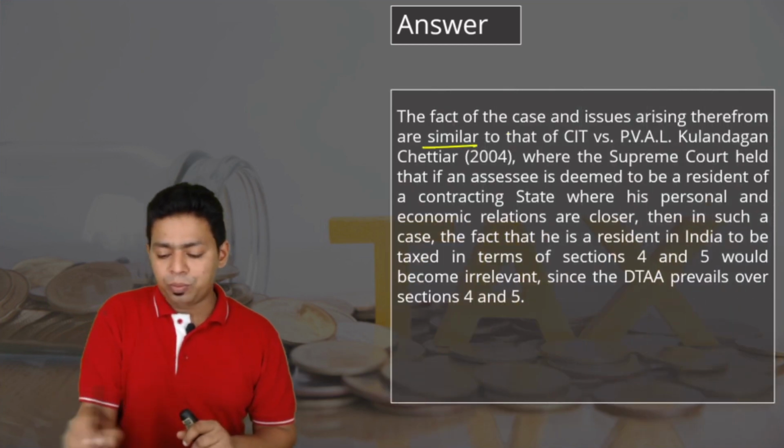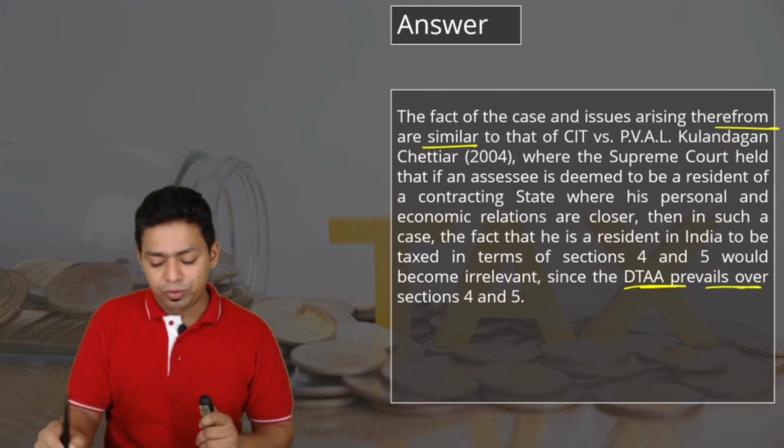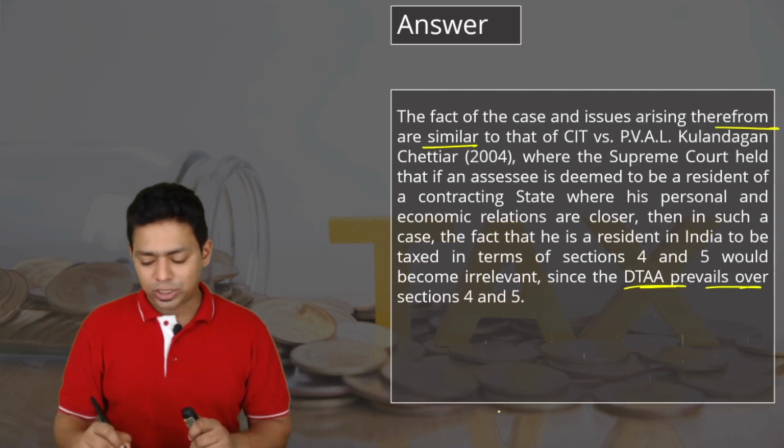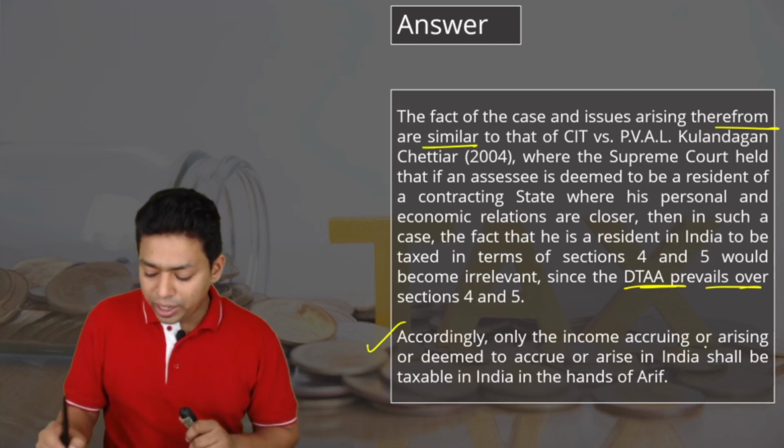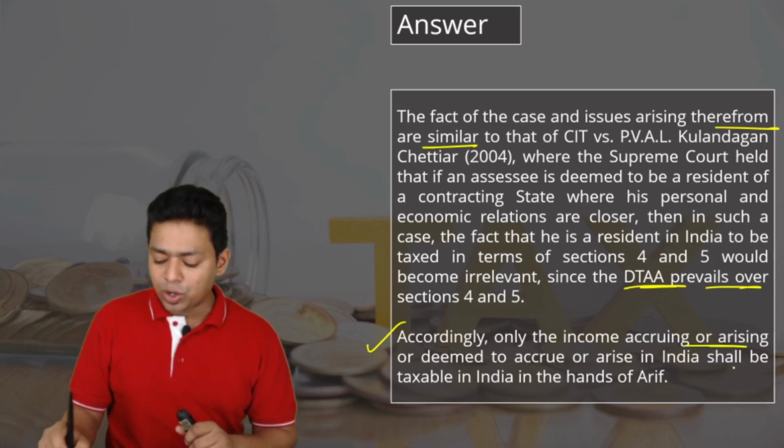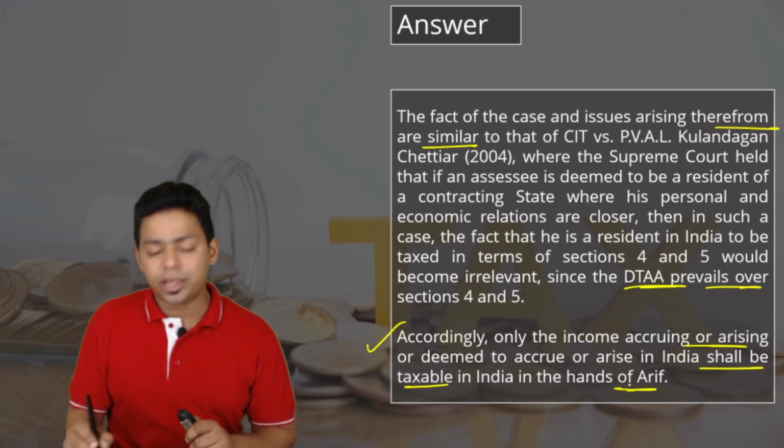According to the Supreme Court case, DTAA provisions prevail over Indian income tax law. Accordingly, only income accruing and arising or deemed to accrue or arise in India shall be taxable in India in the hands of Asif.